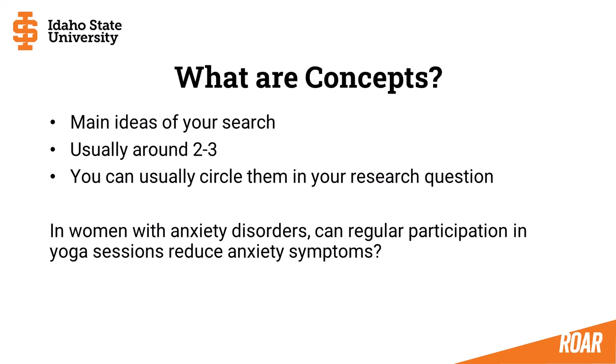In this case, the very beginning, after you have a research question or a topic, of course, is thinking about the main concepts that make up your search. There's a nice balance here. You don't want too few and you don't want too many. 2 or 3 is usually just right. Usually these are the nouns in your research question, and if you write out your question, you can circle them.